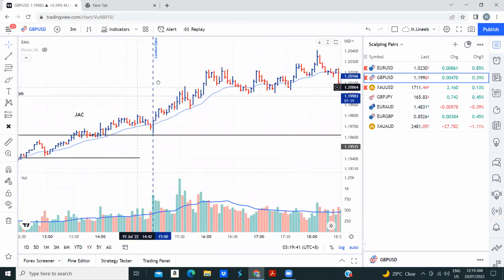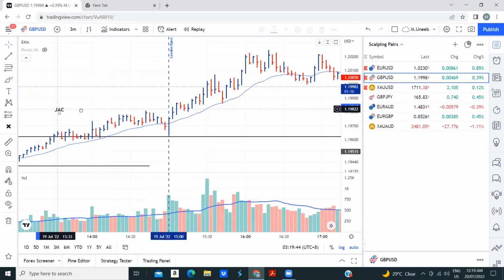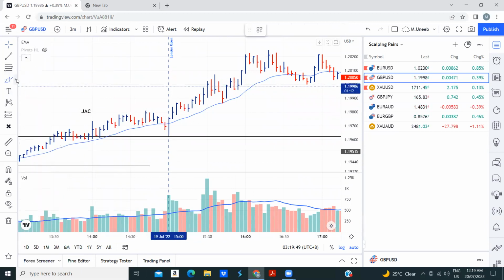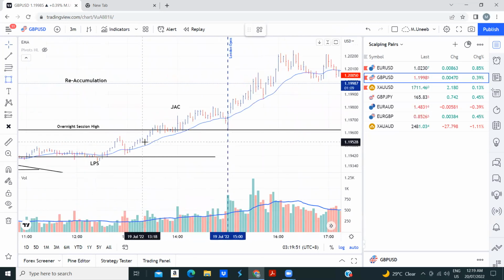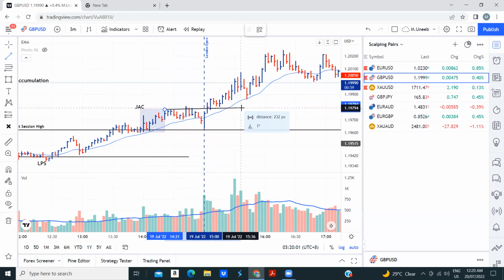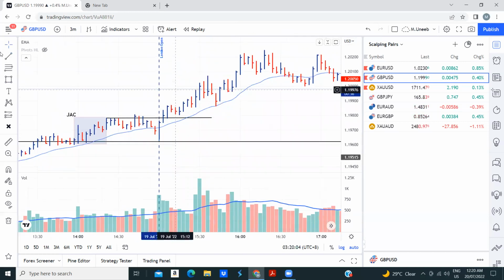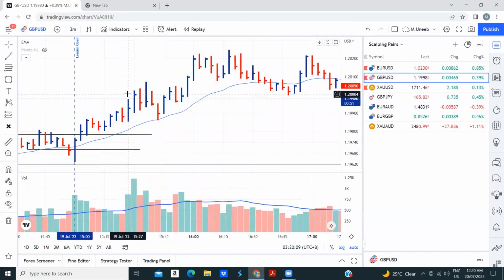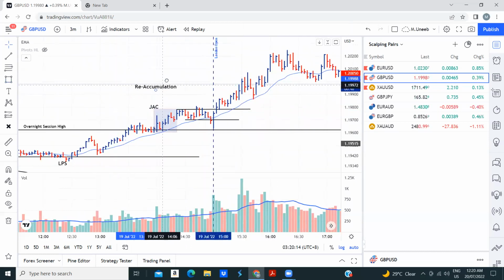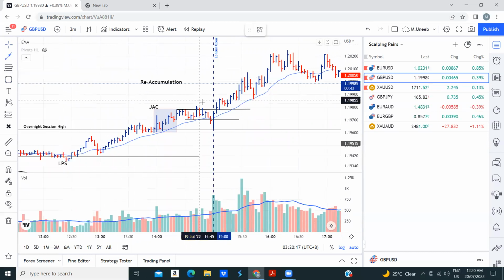As the price is moving in a range after JAC, you can see this whole move is a JAC. Then we can draw this structure, we can draw this whole JAC move. After this JAC, the price is moving in a range now, and we can draw the range here, as you can see from here. Obviously this would be the last low. We can draw it. So this is a reaccumulation structure. This whole structure would become the reaccumulation structure.